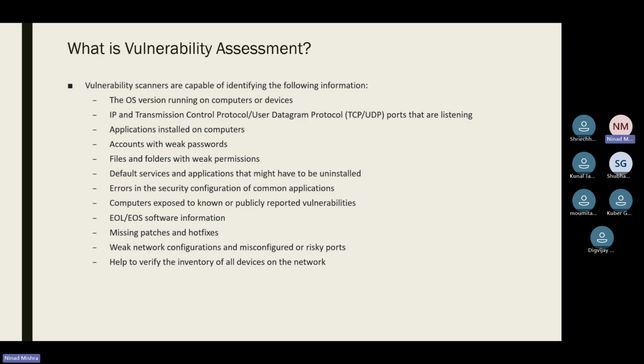Then, whether the computer is exposed to known or publicly reported vulnerabilities, and that we already saw. If any vulnerability is present and reported publicly, that check is also done. So it will have its own checklist, and the VA tool will check against those particular vulnerabilities, and it will check if that particular system is exploitable or not.